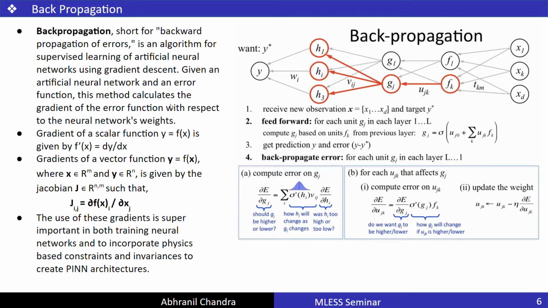But the gradient of a vector function, which is mostly used in neural networks, y equals f of x, with x being the input vector belonging to R^m and y being the output vector belonging to R^n, is given by the Jacobian J belonging to R^(n cross m), such that the ijth component of the Jacobian matrix is the differential of the ith component of y with the jth component of x. The use of these gradients is super important in both training neural networks and to incorporate physics-based constraints and invariances to create specific PINN architectures.